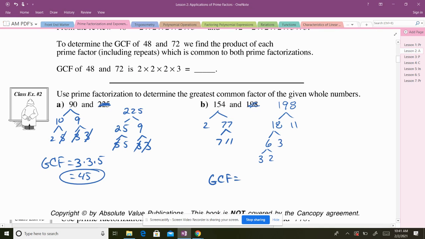Greatest common factor. That 2 cancels that 2. Anything else? 11. Anything else that's common in both? That's it, right? So what's my greatest common factor? 22. Look at you. Boom.